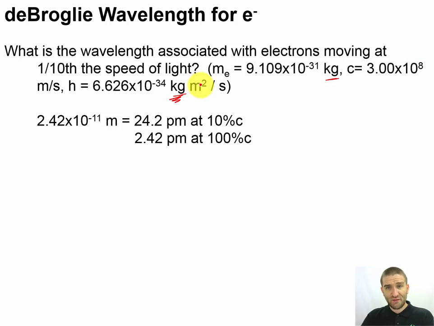If I rearrange everything and I solve for that length in meters, I would get, at 1/10 the speed of light, 2.42 times 10 to the negative 11 meters. Now that's great, but when we have these small conversion factors and small exponents, it's hard to make sense of it, so let's go ahead and fix the metric prefix. If I convert that into picometers, then I'll be at 24.2 picometers.